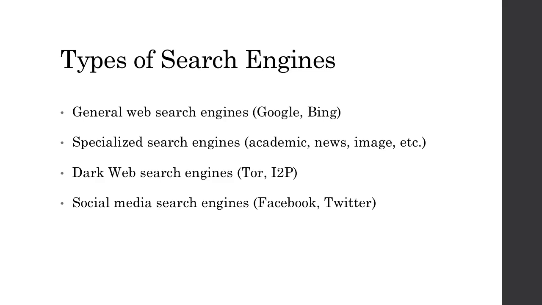Think of it like a library. General web search is like browsing through books on all shelves. Specialized search engines are like searching in specific sections, e.g., fiction, non-fiction, or children's books. Dark web search engines are like using a secret catalog to find rare or hidden materials, and social media search engines are like searching within specific social groups.